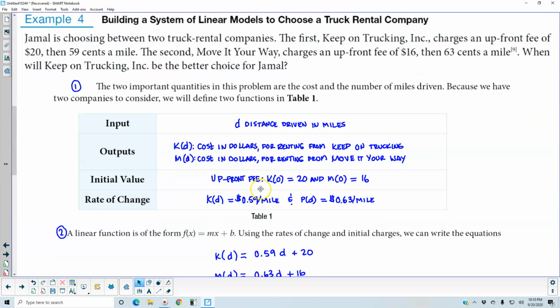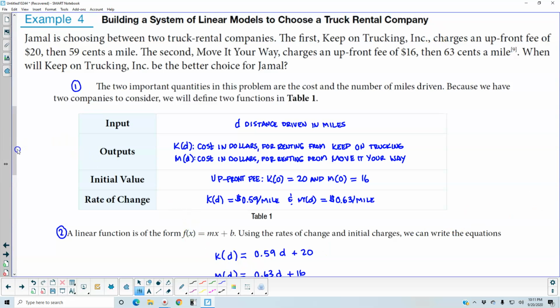Now, the initial value is the fixed cost. So the upfront fee for K of 0 is $20, and the upfront fee for M of 0 is $16. Now, the rate of change for Keep On Trucking is 59 cents per mile, where the Move It Your Way is 63 cents per mile. So this should be an M, not a P.